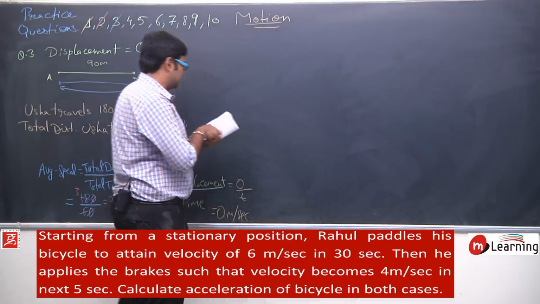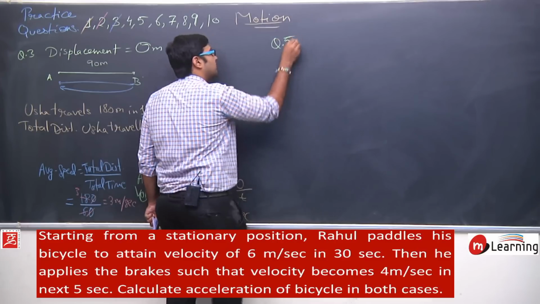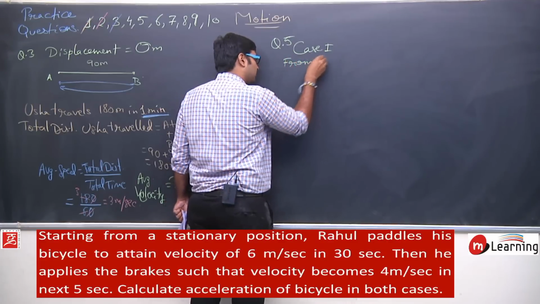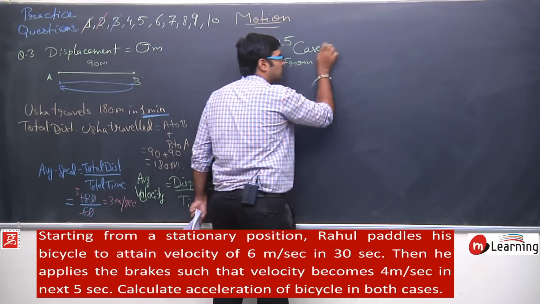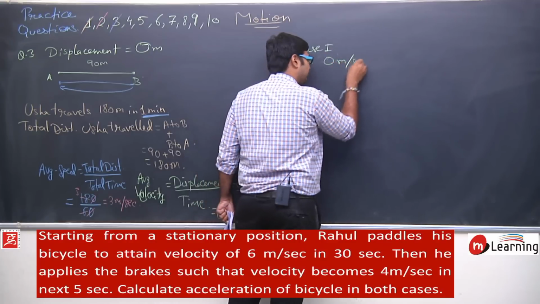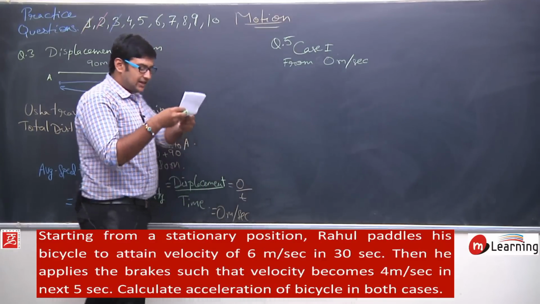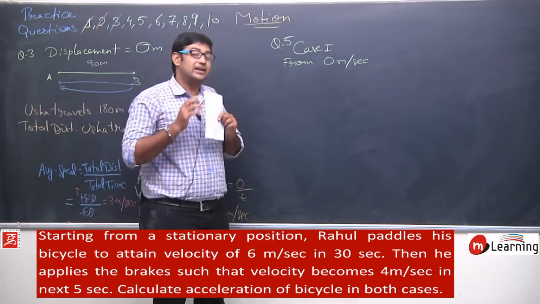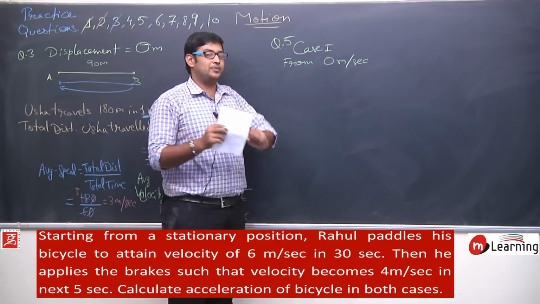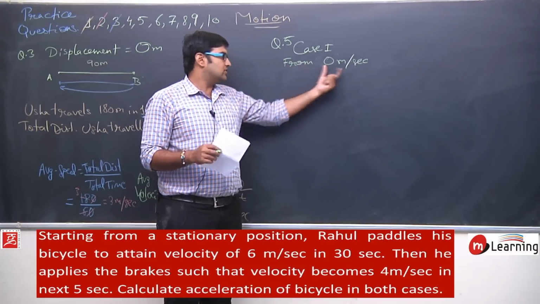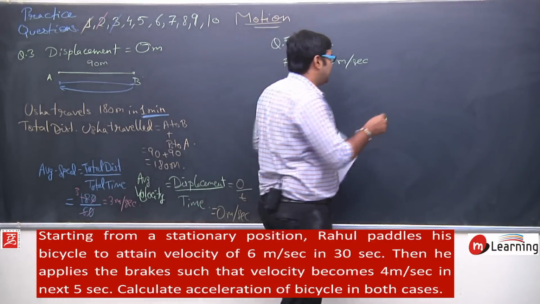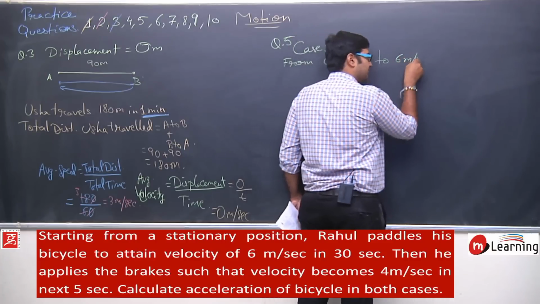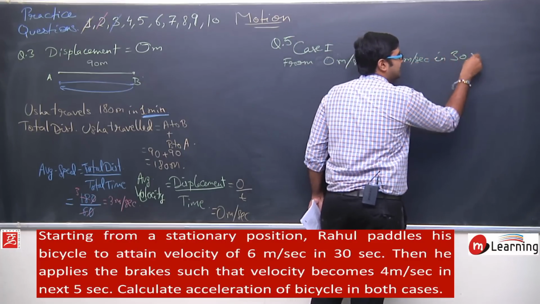So here we have two cases in this question. Case 1 is from 0 meters per second. Now why am I writing 0 meters per second? It clearly says that Rahul started from a stationary position, that is, Rahul started from rest. Rest means no velocity, no speed, that is 0. Okay. So from 0 meters per second, Rahul attains a speed of, how much is it? It is 6 meters per second in 30 seconds.